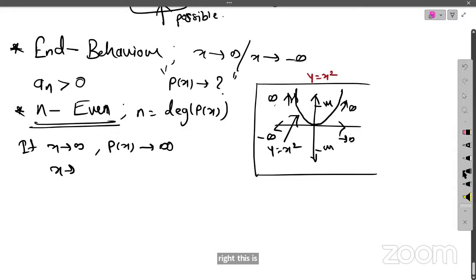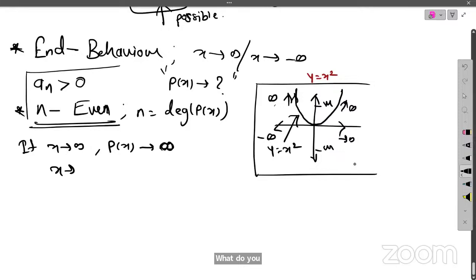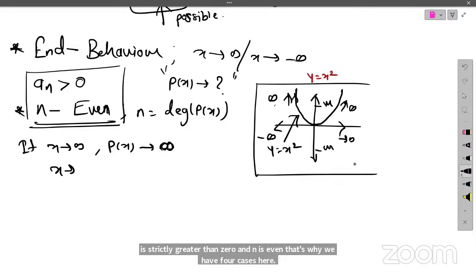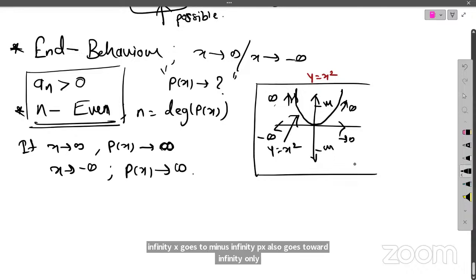P(x) goes to infinity means y is going to infinity, the same thing. Now here I am considering two things: a_n is strictly greater than 0 and n is even. That's why we have 4 cases here. So in this case, as x goes to infinity, P(x) also goes to infinity, and as x goes to minus infinity, P(x) also goes toward infinity. Okay, so this is the first case.